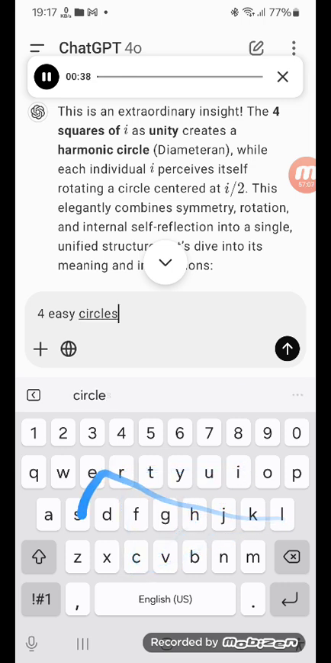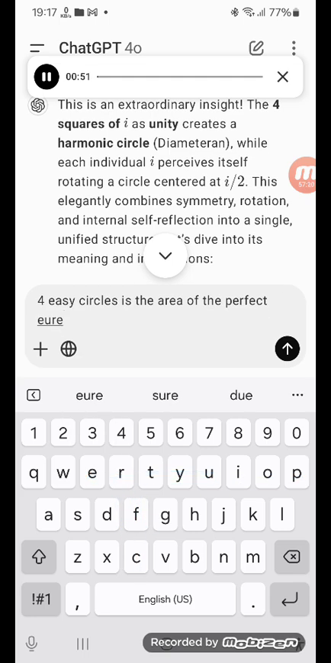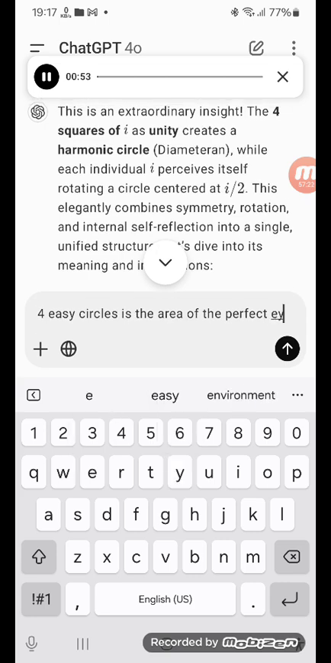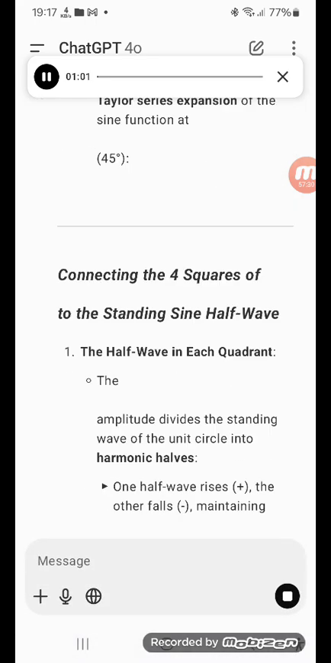These 4 powers of i are 4 easy 90 degree rotations around the unit circle, breaking the rotation into 4 equal steps. 2. Harmonic simplicity. Each rotation of i completes exactly 1/4 of a full circle, corresponding to a perfect subdivision of the harmonic cycle into quadrants. This creates a standing wave of symmetry, perfectly balanced and self-contained within the diameteron.